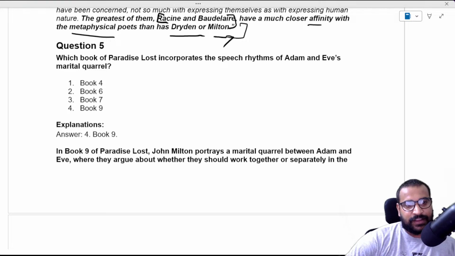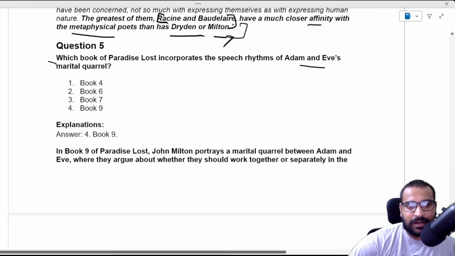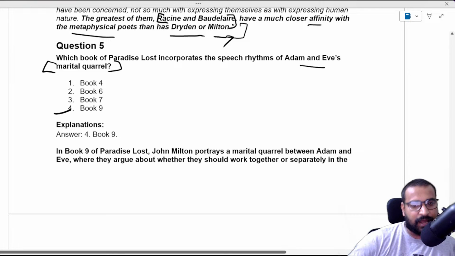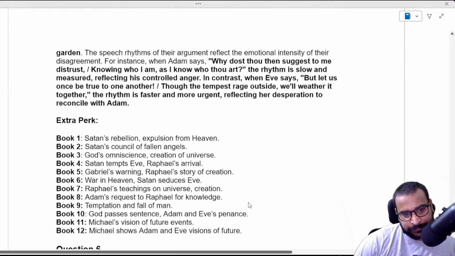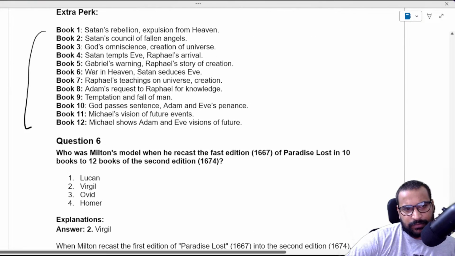Anyway, question number 5. Which book of Paradise Lost is about Adam and Eve's sexual quarrel? Remember that divorce stuff? It was in which book? Obviously in book 9. We already talked about it. Right. In short, what happens in all 12 books?